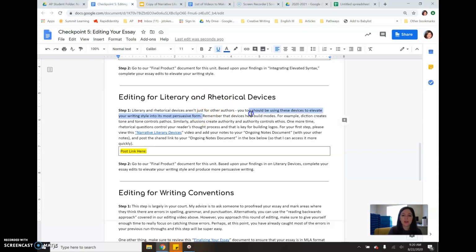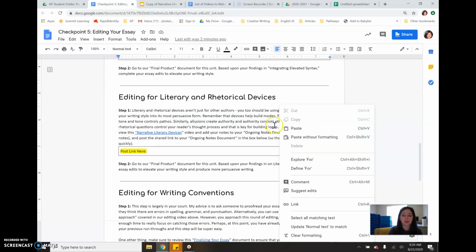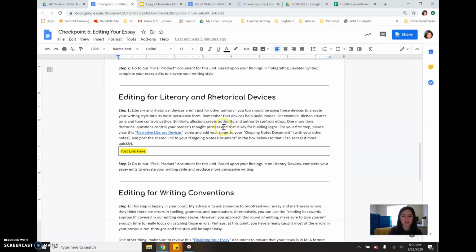Let's start here. So remember that devices help build modes. For example, diction creates tone, and tone creates pathos. Similarly, allusions create authority, and authority creates ethos. One more time, rhetorical questions control your reader's thought process, and that is key for building logos.